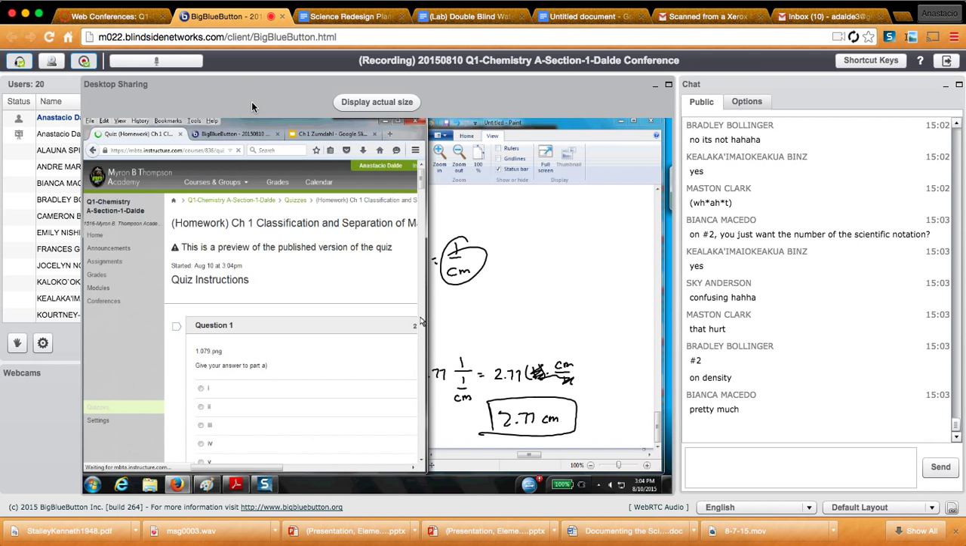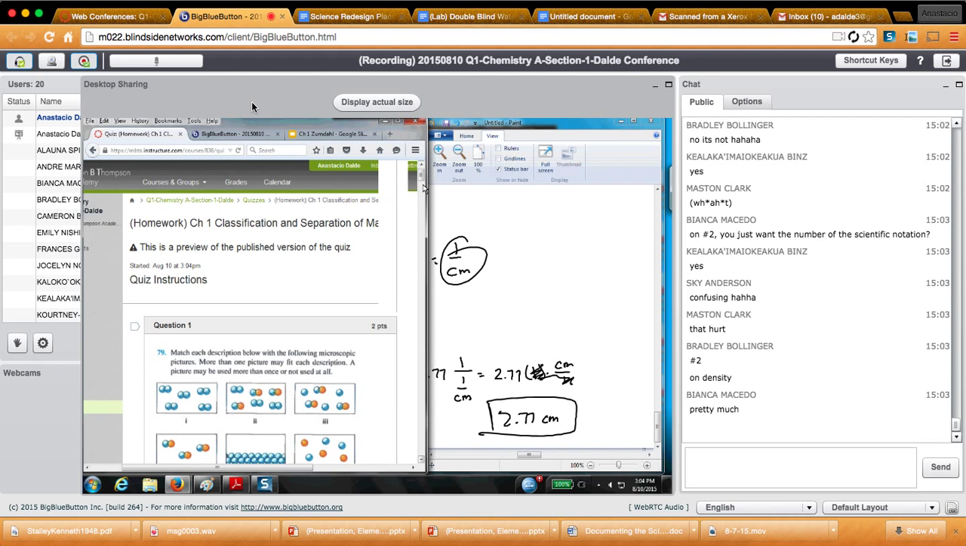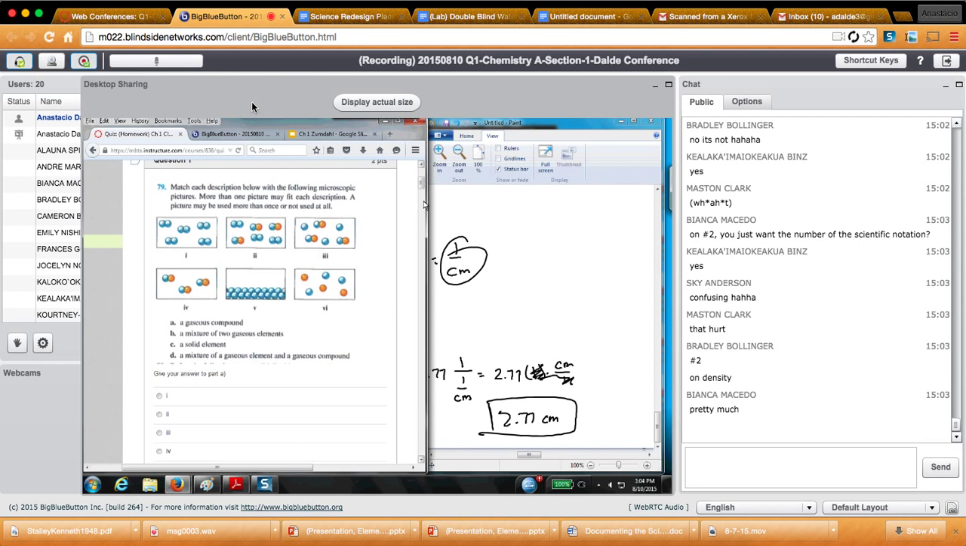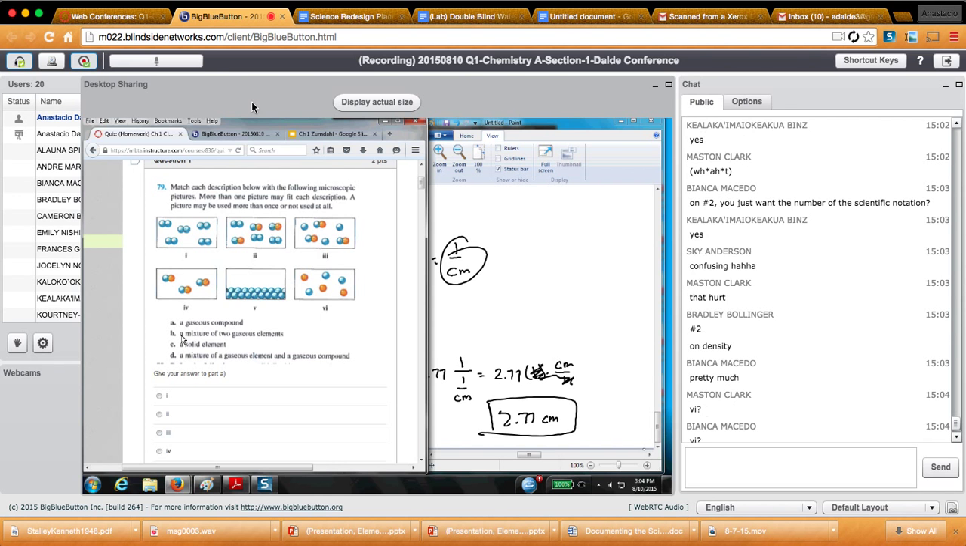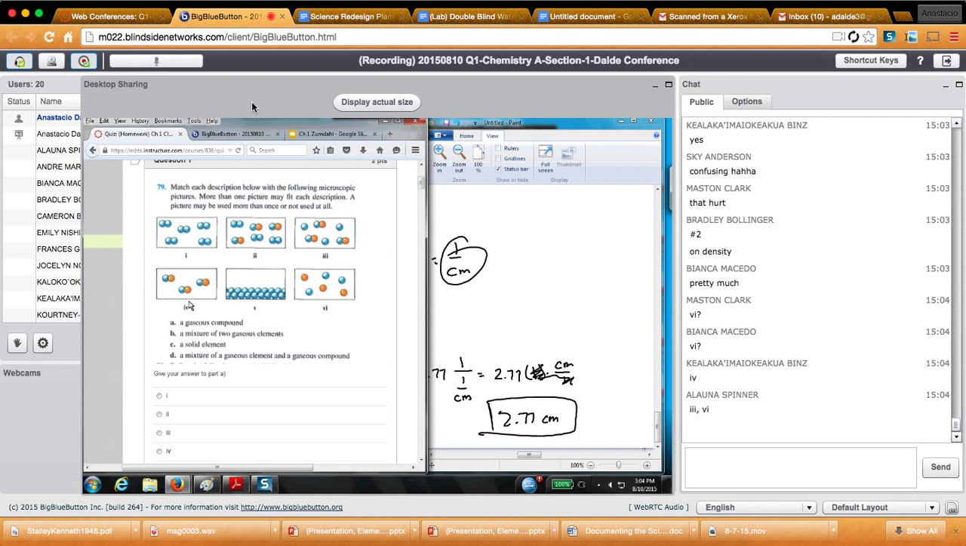All right. What do we got here? Match each description to the following microscopic pictures. More than one might fit the description. Okay. Give your answer to a gaseous compound. So which one is a gas compound? I'll be honest with you, this one's a little bit tough. I think that picture number 4 represents a gaseous compound.